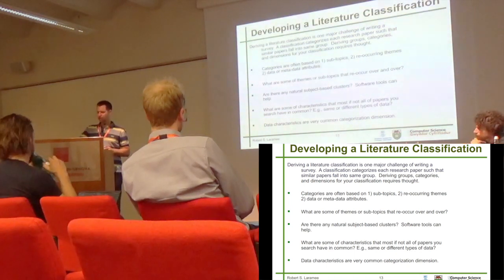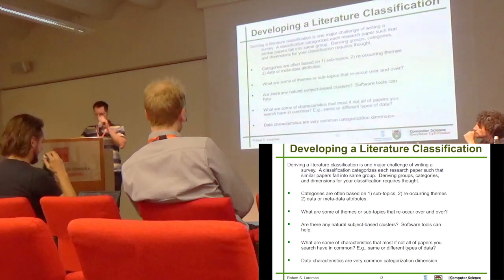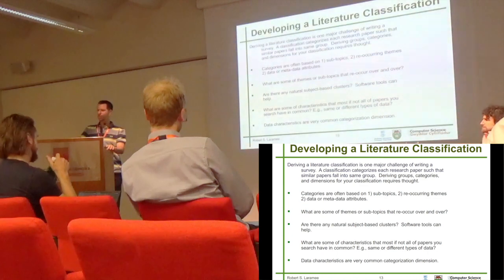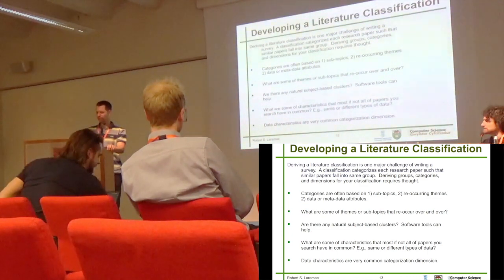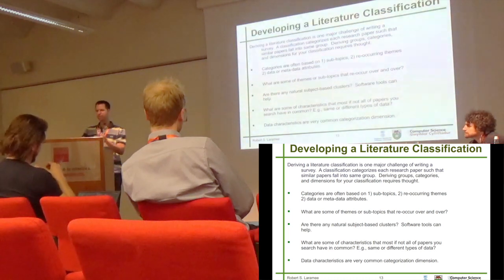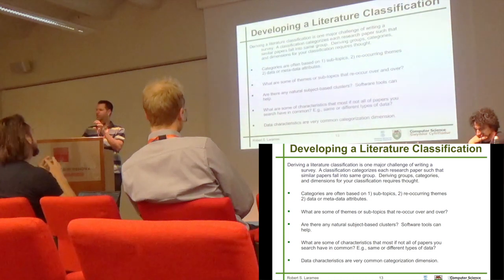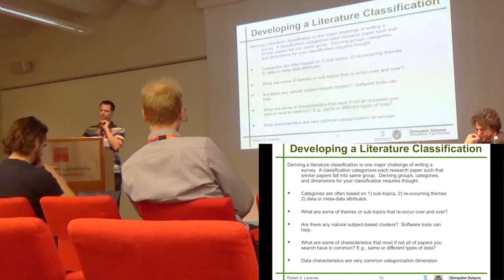Another major challenge is developing a literature classification. This is one of the major challenges of any viz survey paper. So literature classification divides up all the related papers and puts them into groups that make logical sense, where all the papers in a group have something in common, a number of characteristics in common, usually at least 2.